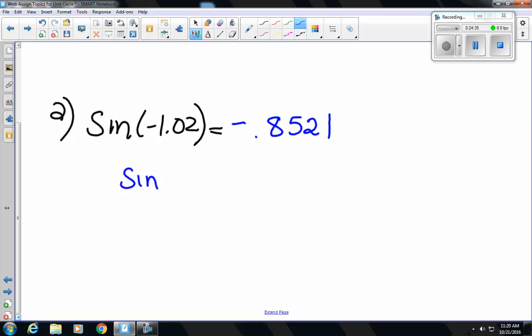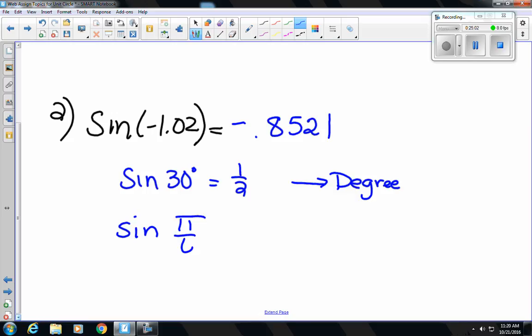Okay. All right, so now let's do one that you know. Let's try the sine of 30 degrees. You know what that is, don't you? Here's 30. What's the sine? 1/2. Okay. That's in degree. Okay, let's do radian measure in terms of pi. What's 30 in radian measure? Isn't the sine still 1/2?